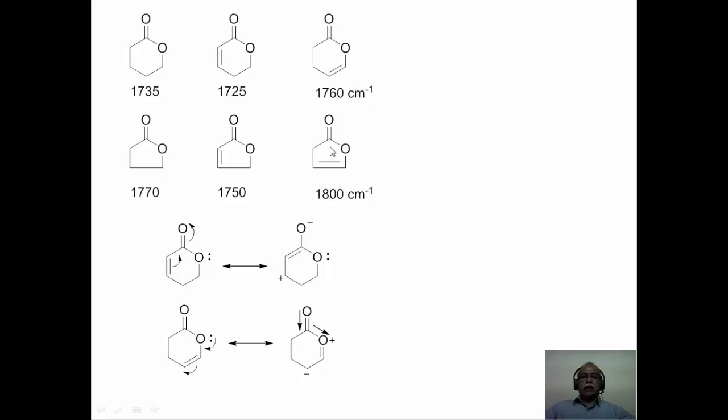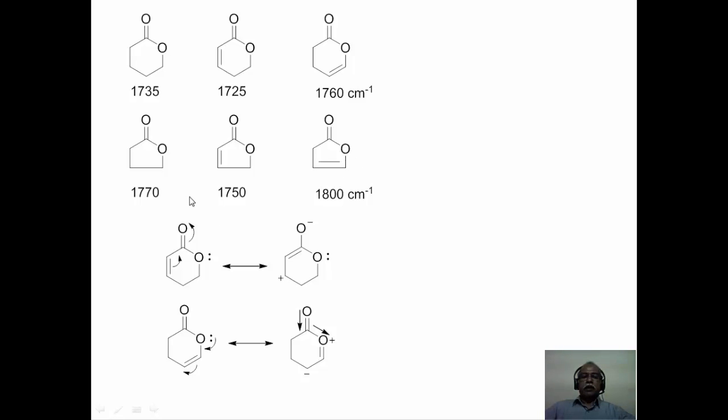We will consider the decrease in the ring size and how it affects the carbonyl stretching frequency in a minute, but the trend you have to see here is this is a saturated gamma lactone. This is an alpha beta unsaturated gamma lactone. This is a beta gamma unsaturated gamma lactone.